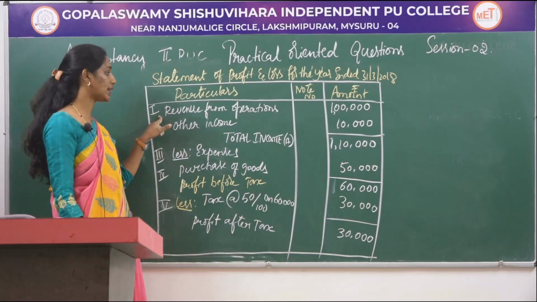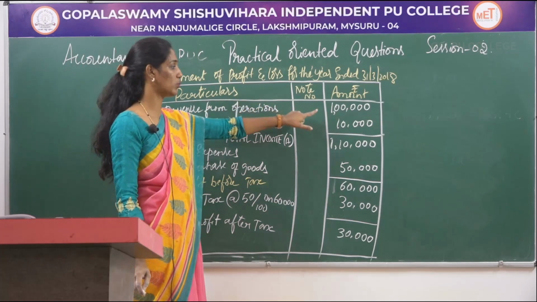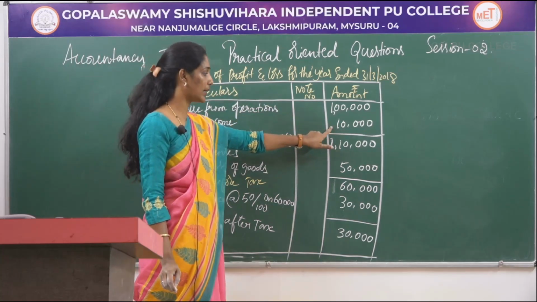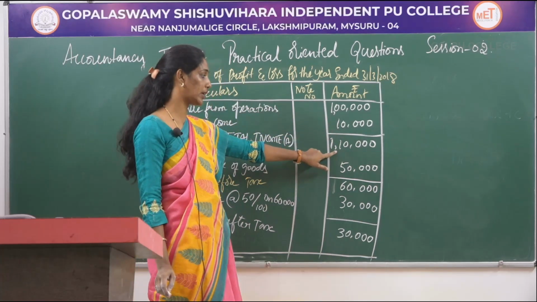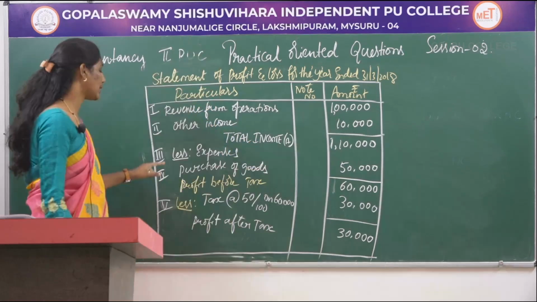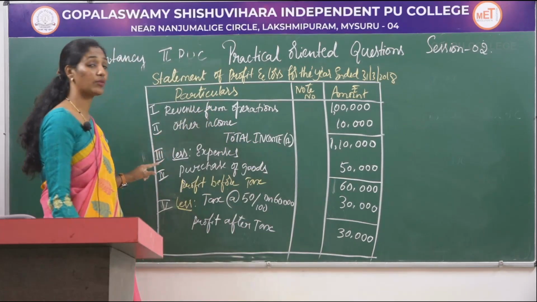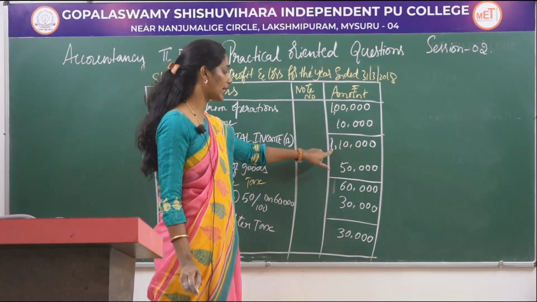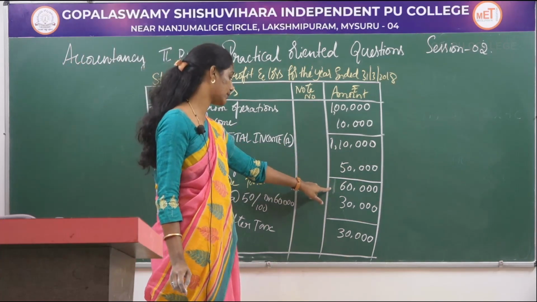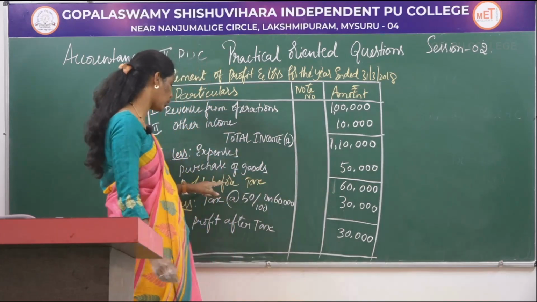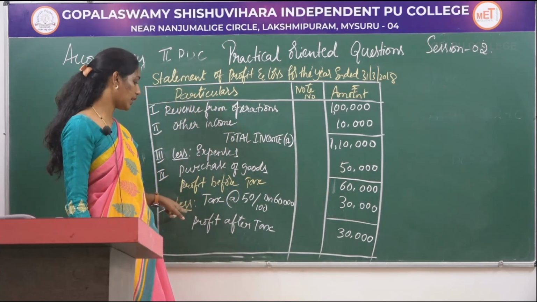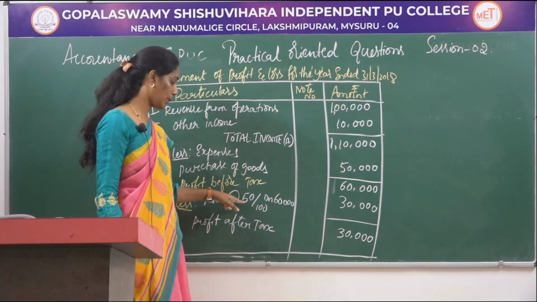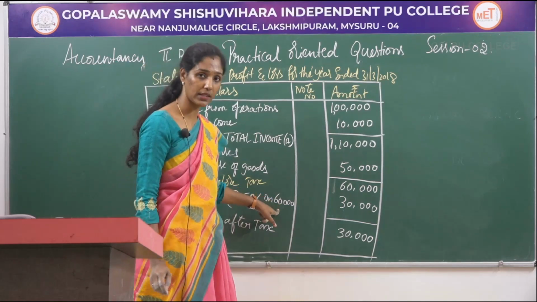So first you have to write a revenue from operation of rupees 1 lakh. Then you have to add other income 10,000 and add. You will get total revenue or total income of rupees 1,10,000. Next, from 1,10,000 you have to deduct the expenses, that is purchase of goods rupees 50,000. 1,10,000 minus 50,000 you will get 60,000. This is nothing but profit before tax. And after that you have to calculate a tax on profit before tax at 50%, 50% on 60,000.